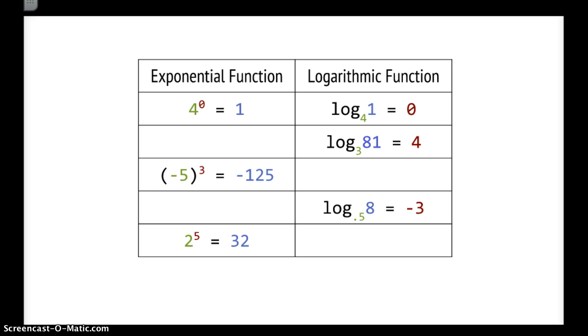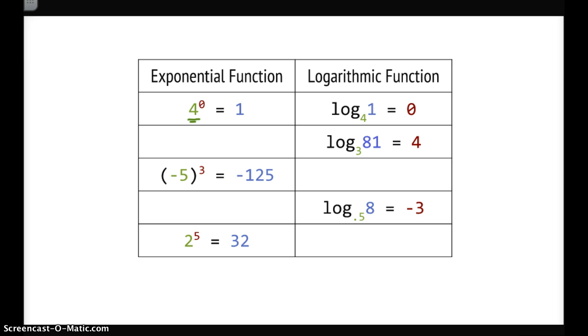The first one is done for us, right? We have a base of 4. The exponent or logarithm is 0, and then the value that we're trying to get is 1. We read this as log base 4 of 1 is 0. Is meaning equals. But that's how the numbers all fit. Log base 4 of 1, I'll try to make these colors match for you, is 0.